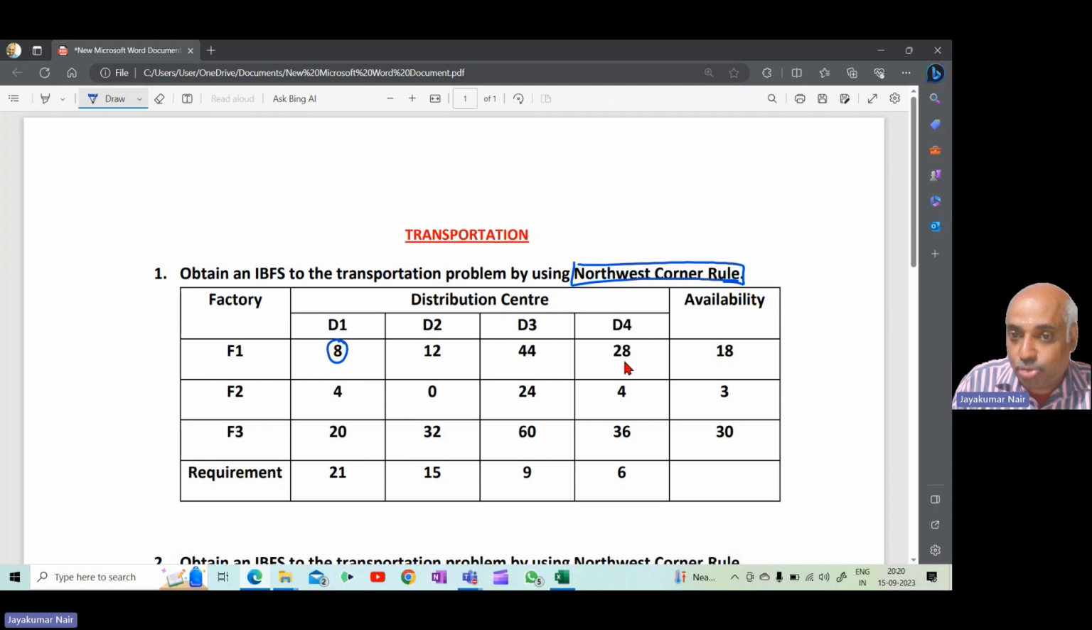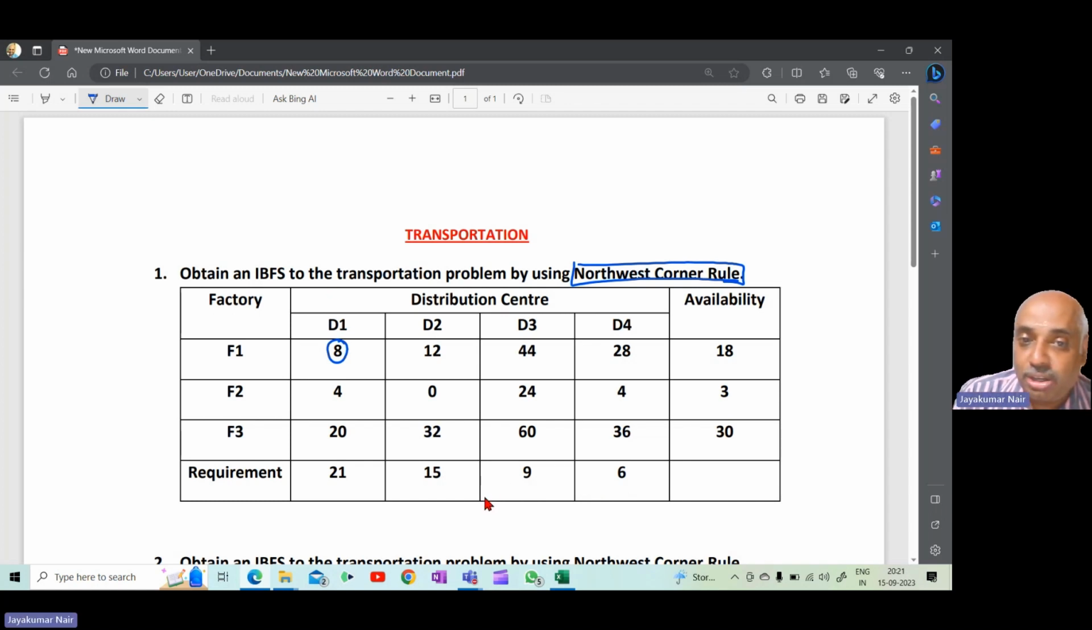8, 12, 44, 28, 4, 6, 0, 24, 4, 20, 32, 60, 36 are the cost cells, the transportation costs. And the availability in factory 1 is 18 units, factory 2 is 3 units, and factory 3 is 30 units. The requirement in destination 1 is 21 units, destination 2 is 15 units, destination 3 is 9 units, and destination 4 is 6 units. So this is the problem that is given to you.